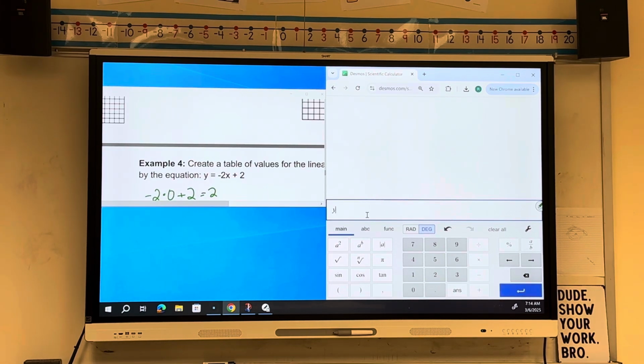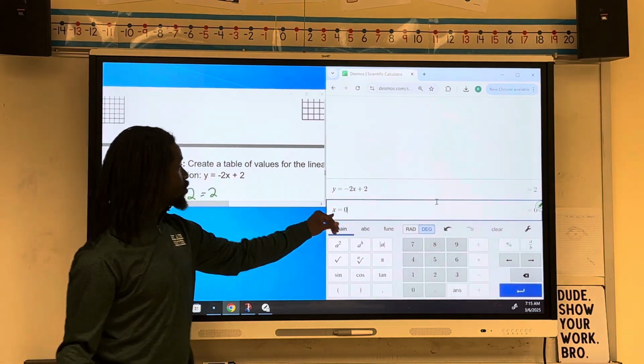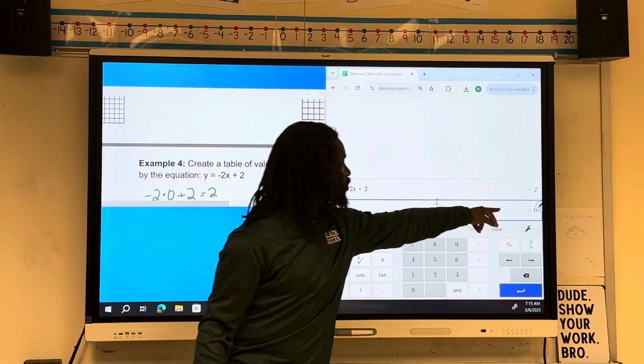Let's see if I can put y equals. I'm not sure if I can put y equals. So let's see if that works. Negative 2x plus 2. And now I'm going to tell it what x equals. x equals, first time it was 0. So I could just put in our function exactly as it is. And as you see, y equals negative 2x plus 2. When I put in 0, I get 2.